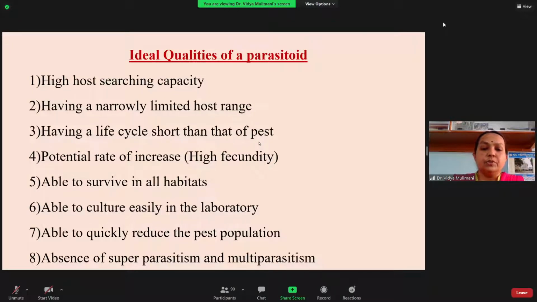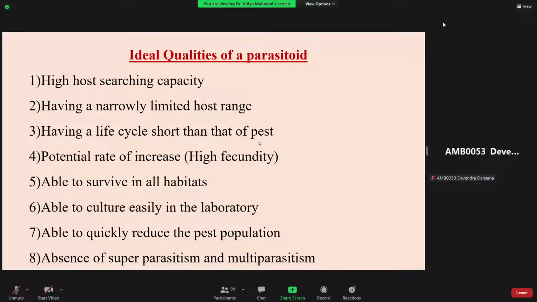I always told you parasitoids are closely related to the pest. The parasitoid depends upon the host, and that is how both are related. Without a host, the parasitoid cannot survive. When I gave the definition of a parasitoid, I told you they have a close relationship with the host. That makes them narrow host species, which is an advantage for biological control. Is it okay? Yes, ma'am.